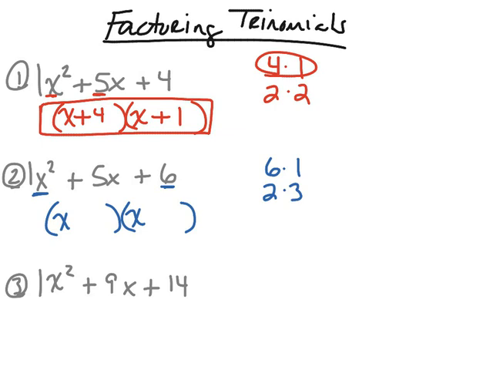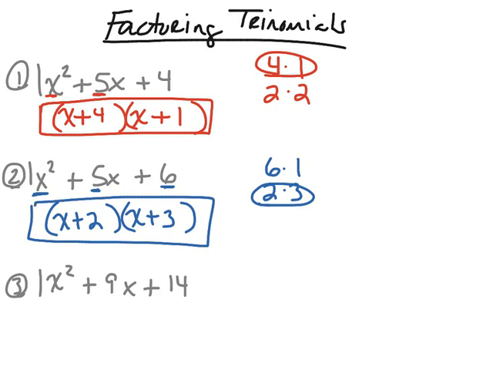What I want to know is, out of these two, which are the factors that add up to a 5? In this case, that would be the 2 and 3. 2 plus 3 would give us a 5. Therefore, those are the two numbers I'll be using in my parentheses. Positive 2 and positive 3. These are my factors of x squared plus 5x plus 6. Again, if I were to multiply those two together, I would end up with x squared plus 5x plus 6.